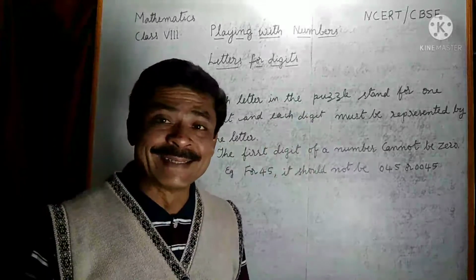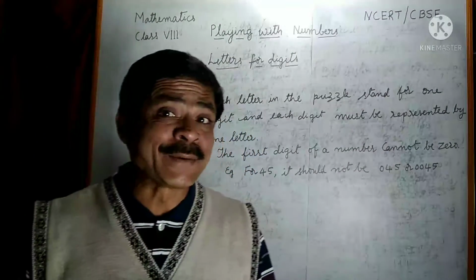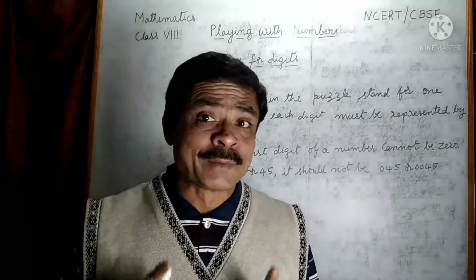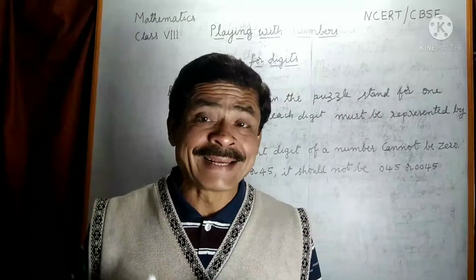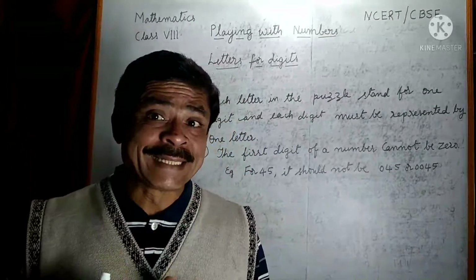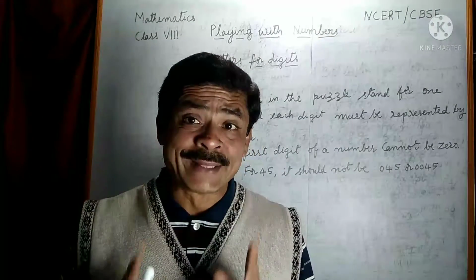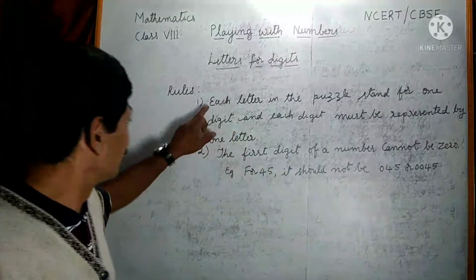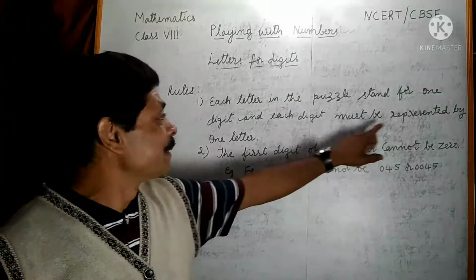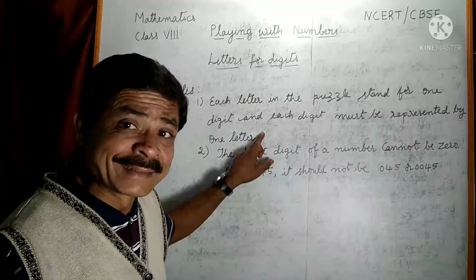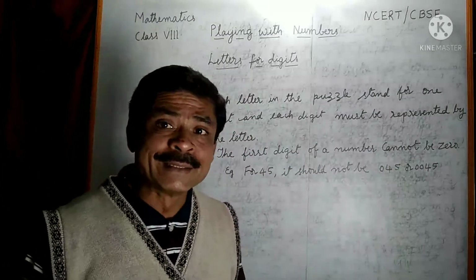Letters for digits. Here we have some puzzles. In these puzzles, letters are given in place of digits and the problem is to find out which letter represents which digit. Here, the problems belong to addition and multiplication. And there are certain rules we have to follow while doing such puzzles. First rule is, each letter in the puzzle stands for one digit and each digit must be represented by one letter. Second rule is, the first digit of a number cannot be 0.